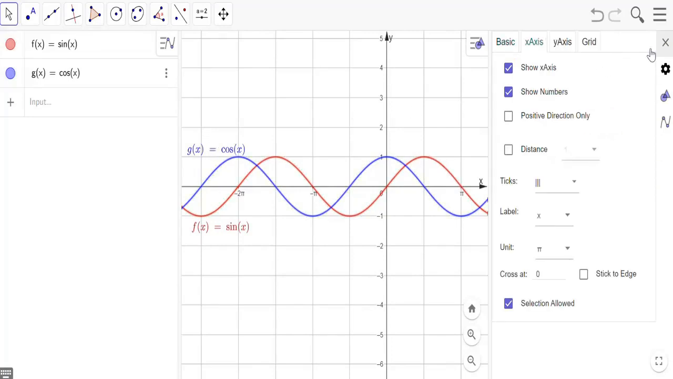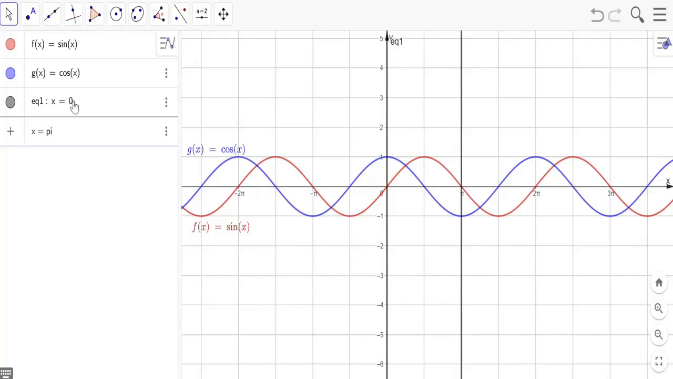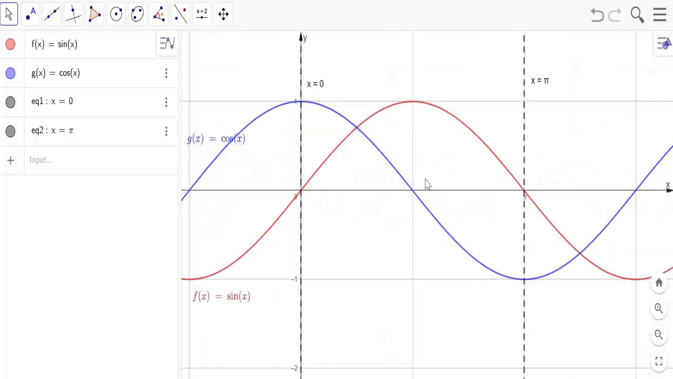Okay, now we want to evaluate the area over the interval 0 to pi. So for that, I'll first graph two vertical lines. First I'll graph the x equal to 0 line, and then I'll graph x equal to pi, another vertical line. Okay, so we have two vertical lines. Now we can zoom in on the area.